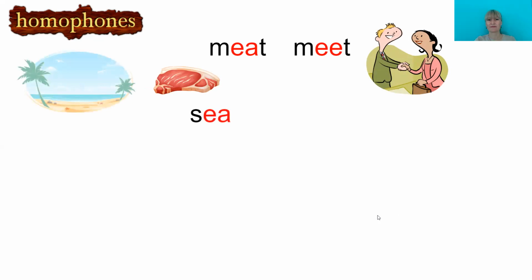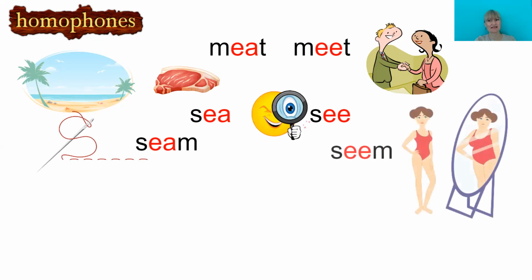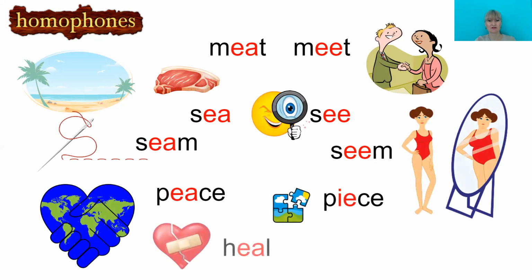Homophones, right? So we have meat, мясо, and meet, встречаться, да? So these are homophones. Sea, море, and see, видеть. Seam, шов, и seem, казаться. Peace, мир, and piece, кусочек. Heal, заживать, и heel, каблук. So you can pause, guys, again and read those words. So they are pronounced absolutely the same. They have different spelling. So these are частичные омонимы.